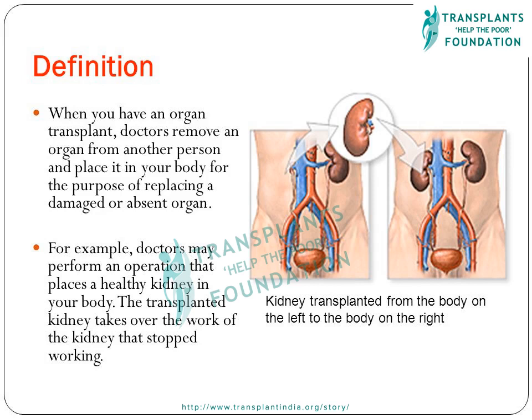Definition: kidney transplanted from the body on the left to the body on the right. When you have an organ transplant, doctors remove an organ from another person and place it in your body for the purpose of replacing a damaged or absent organ. For example, doctors may perform an operation that places a healthy kidney in your body. The transplanted kidney takes over the work of the kidney that stopped working.